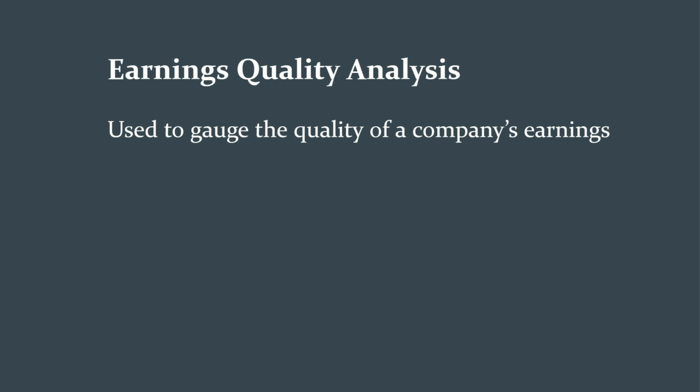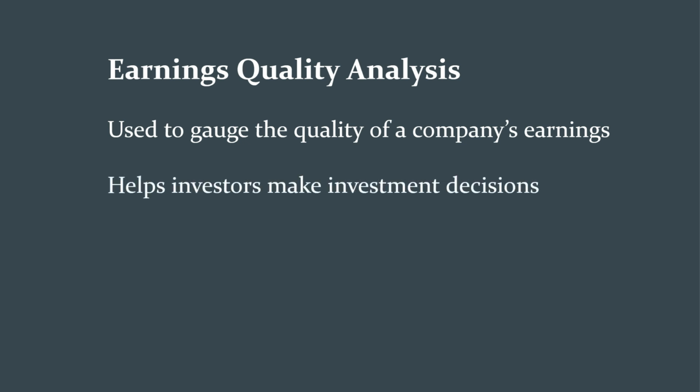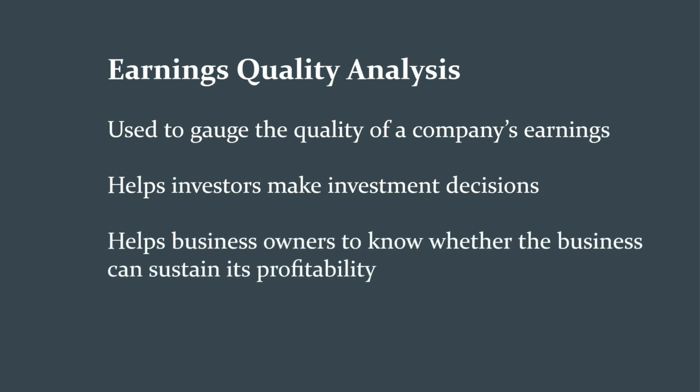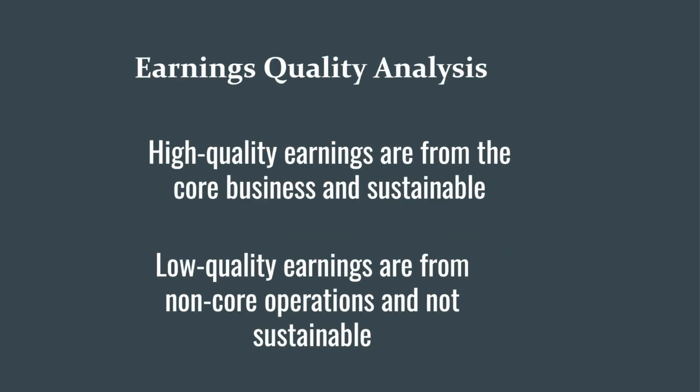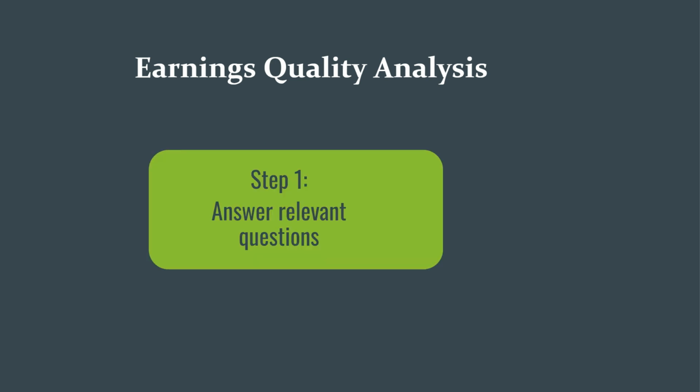Earnings quality analysis is used to gauge the quality of a company's earnings. It helps investors make investment decisions and helps business owners to know whether the business can sustain its profitability. High quality earnings are from the core business and are sustainable, while low quality earnings are from non-core operations and not sustainable. First step in earnings quality analysis is to answer the relevant questions.